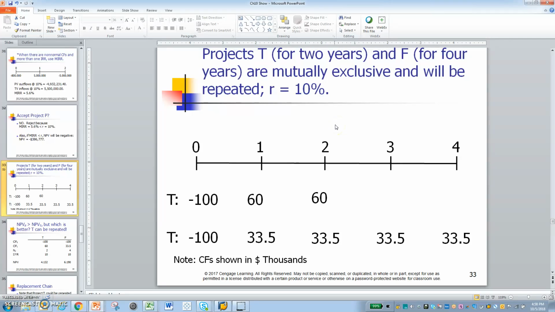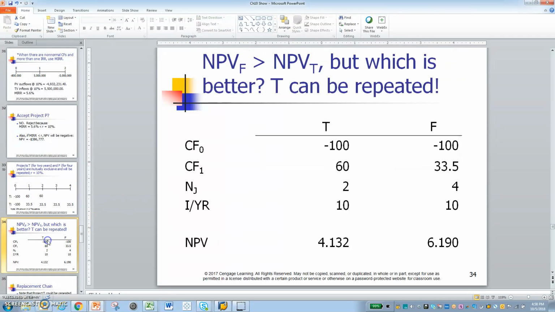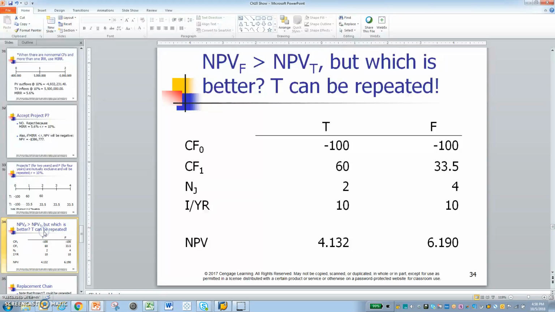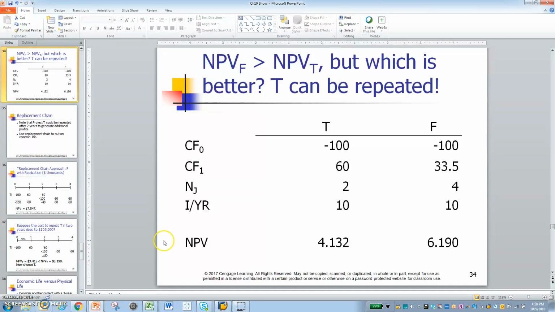Alright, so we have projects T, which is a 2-year project, and F for 4 years. We're looking at these side by side. Okay, which one would we want to do? Seems like a pretty obvious answer, but when we get down here we see, but wait, T can be repeated. It can be done more than once. So in that same 4-year period, it can happen twice. So how do we calculate that to see?